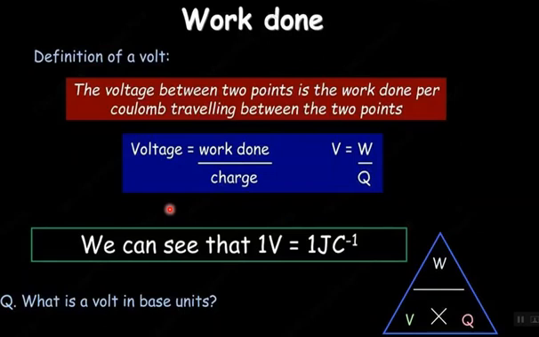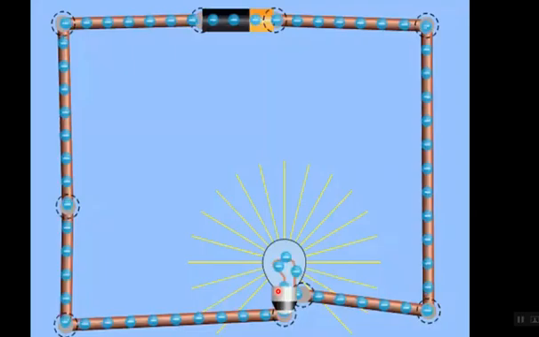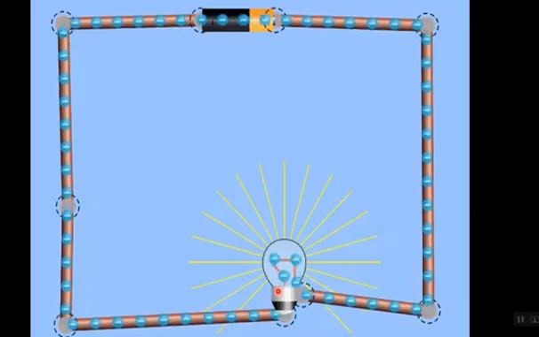We will never call the current the amps. That would be wrong. And we would never call the resistance the ohms. So the voltage is the only one that we can call according to its unit. And the symbol V and the unit V is actually the same. For all the others, it's not. So what is volts in base units? It's joules per coulomb.